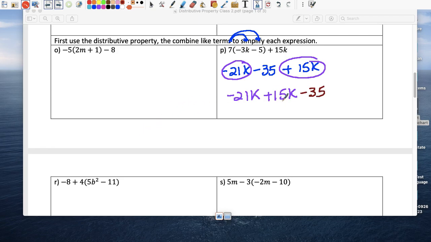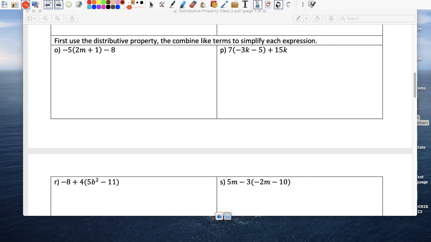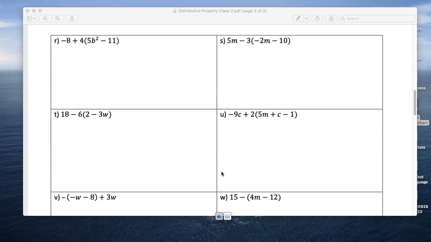So negative 21k plus 15k, it's already addition. I don't have to change anything, so think about that. Negative 21k plus 15k is going to give me positive 6k, and then the minus 35. So this, our answer, 6k minus 35, is a simplified version of our original expression. Okay? That's what we're doing. We're simplifying, right? We're taking the original expression and making it a little bit neater.